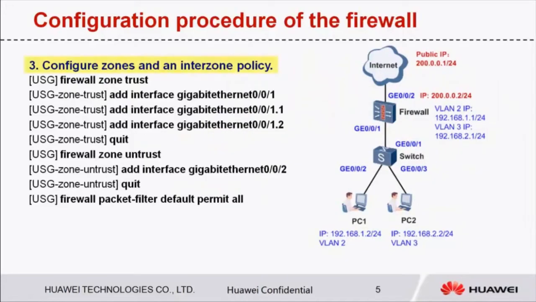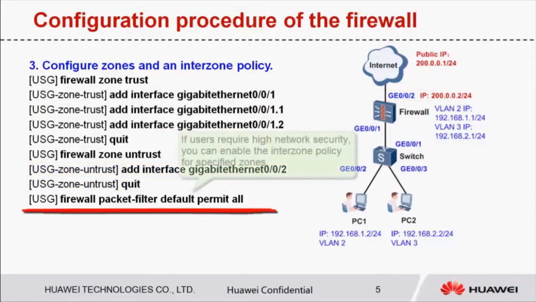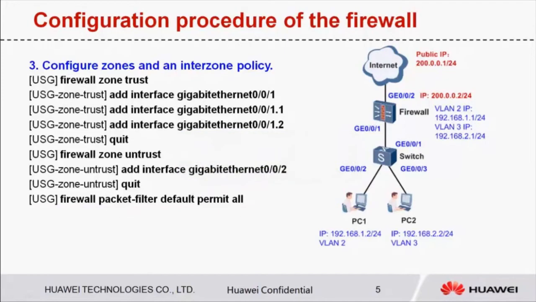Step 3. Configure zones and an interzone policy. Configure trust and untrust zones. Add the downlink interface and the corresponding sub-interfaces to the trust zone. Add the uplink interface to the untrust zone. Finally, enable the interzone policy for all zones. If users require high network security, you can enable the interzone policy for specified zones.